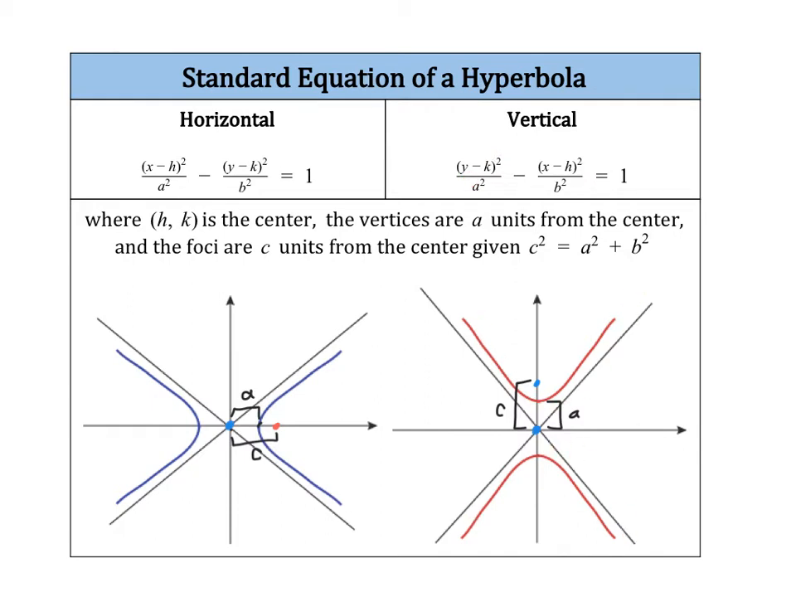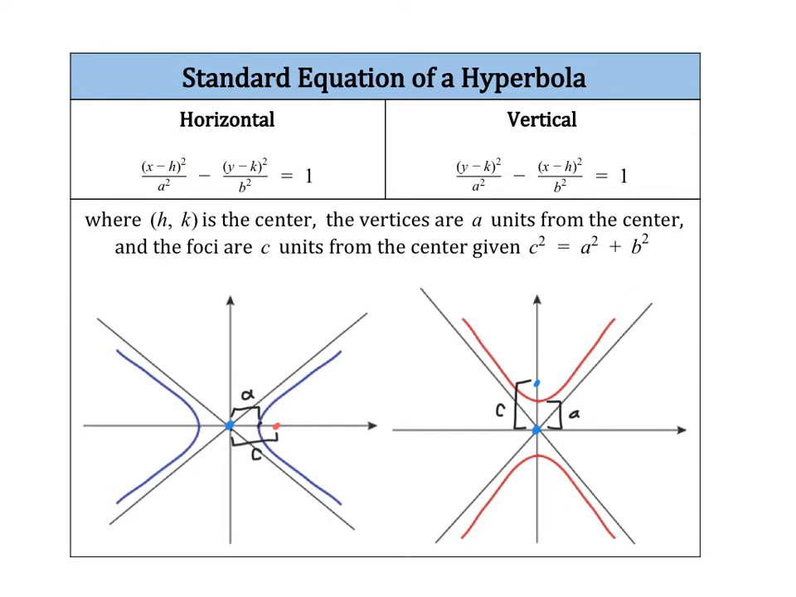Now you need to differentiate this from the ellipse standard equations, because for the ellipse we were always looking for the larger denominator. The larger denominator told us whether it was horizontal or vertical. For hyperbolas, it's always going to be which term comes first.